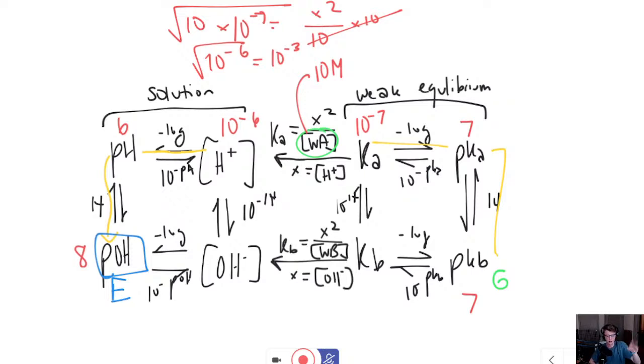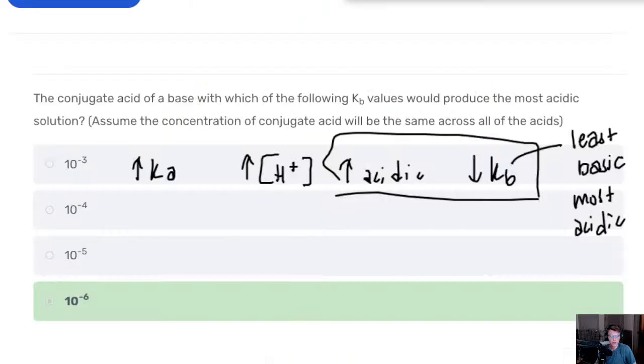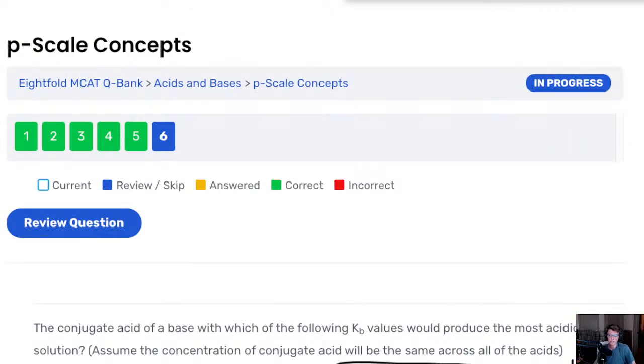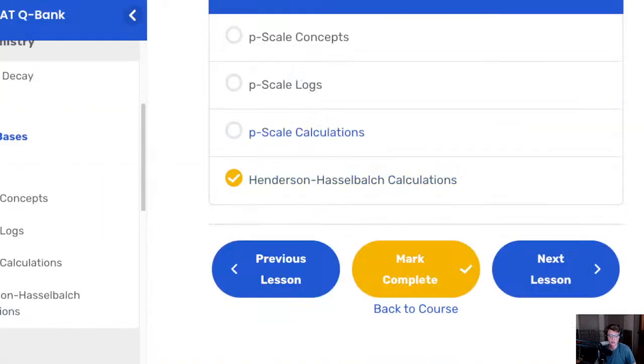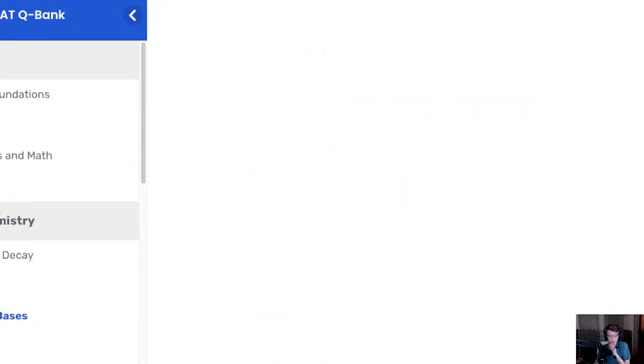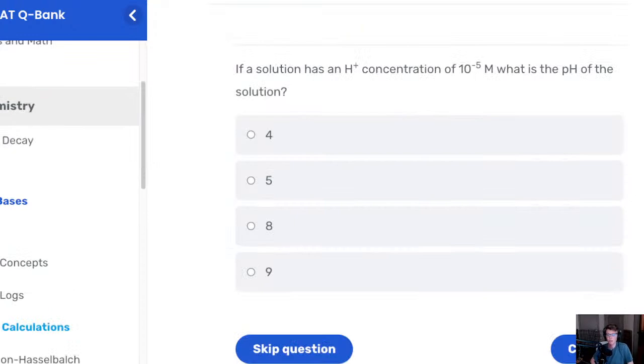So now that I've dithered on about that for a while, let's go ahead and look at some questions on this. We're going to flip over to a different question set that I've made that looks at the actual p-scale calculations. That's basically the application of these. Some of these we're going to go through really quickly because once you get the hang of it, it should just be really quick.